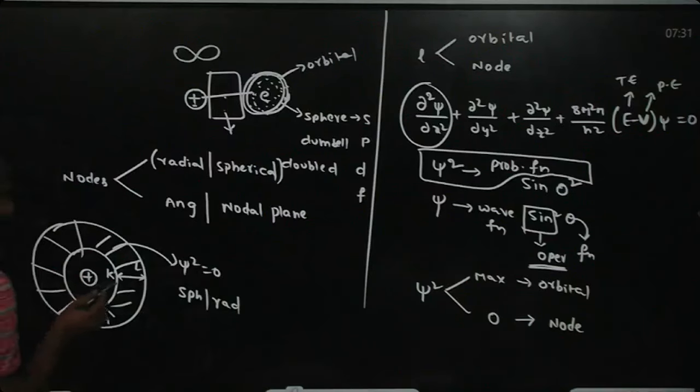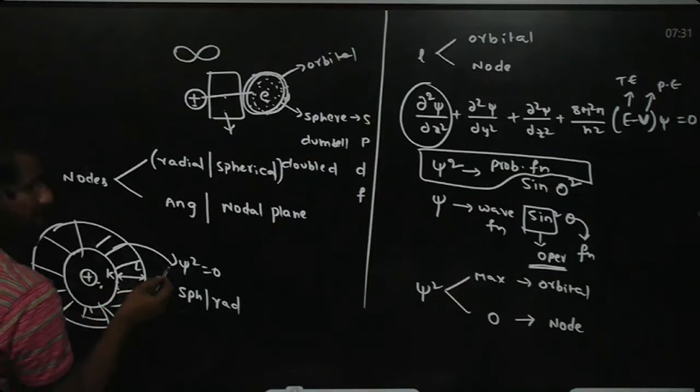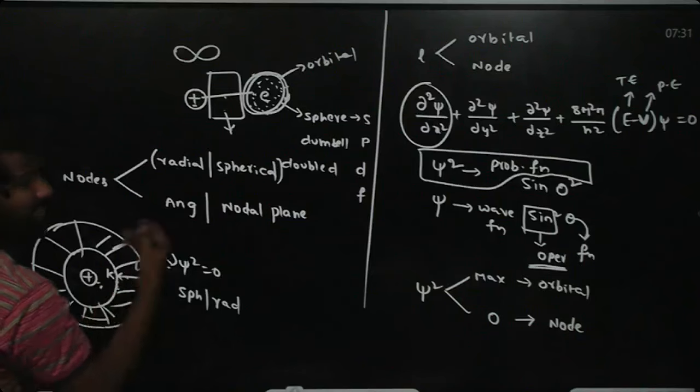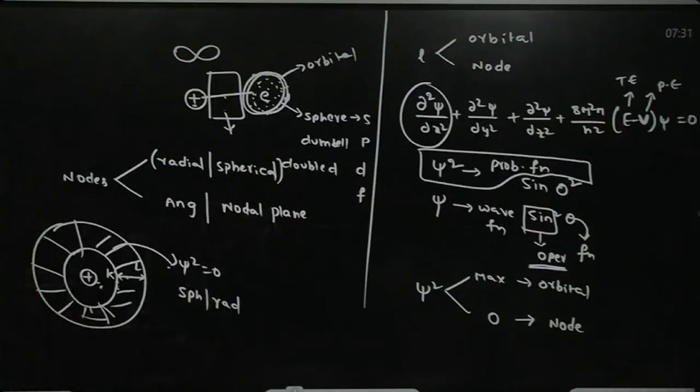For the K shell, how many spherical nodes do we have? 0, because this is the first ever orbit. From K to L, how many spherical nodes do we have? 1 spherical node. If we are coming from L to M, how many spherical nodes? This one and this one. Got it? That is called a spherical node or radial node.